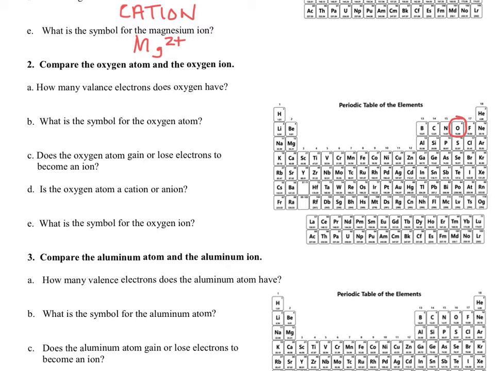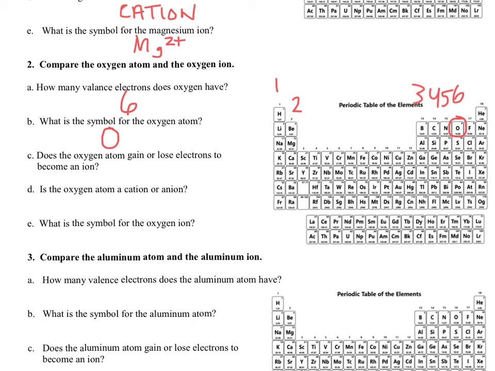Looking at the next section, we are going to look at oxygen and compare it to its ion form. So first of all, how many valence electrons does oxygen have? Well, the trend for valence is 1, 2, 3, 4, 5, 6. So since oxygen is in group 16, it has 6 valence electrons. What's the symbol for the oxygen atom? Simple, it's just O, since it's neutral, it has no charge.